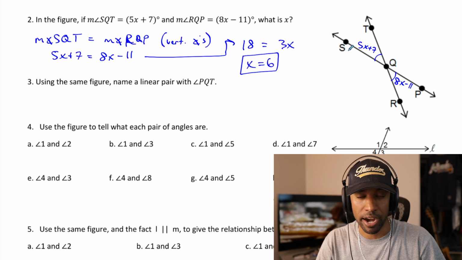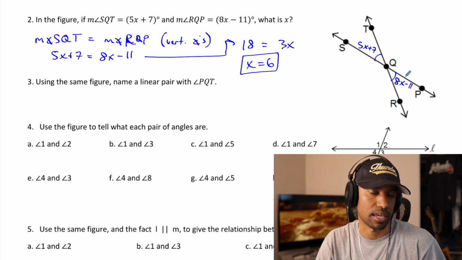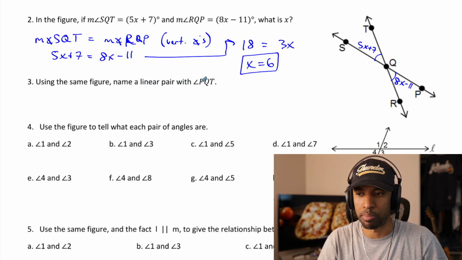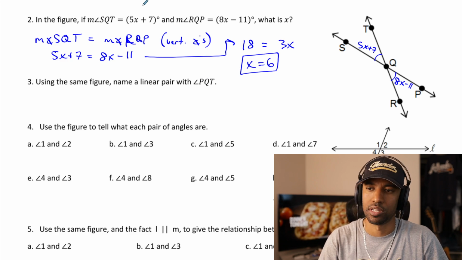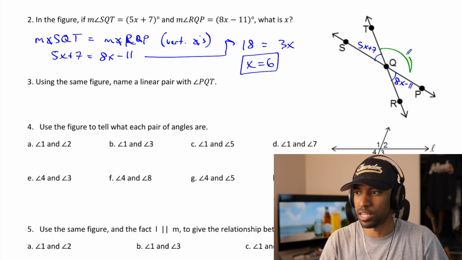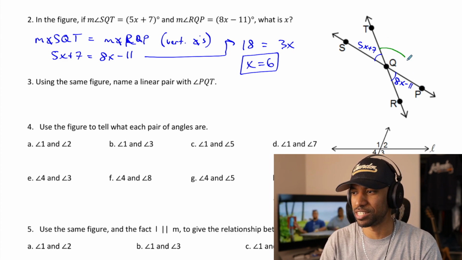If they were a linear pair, then I'd add them together to equal 180, but that's not the case here. However, on number 3, they are asking us to name a linear pair with angle PQT. Now, angle PQT is this guy right here. Here's P. PQT is this angle right there.